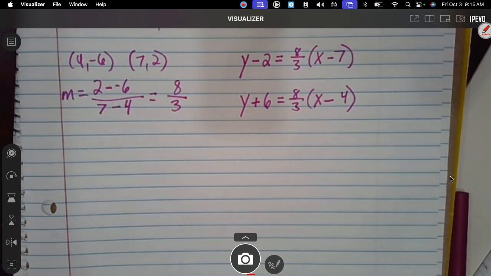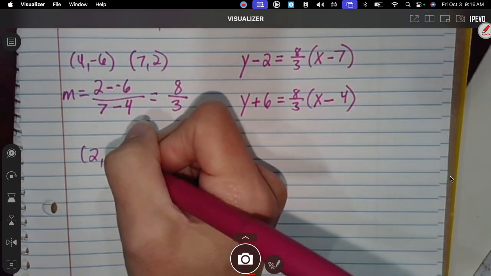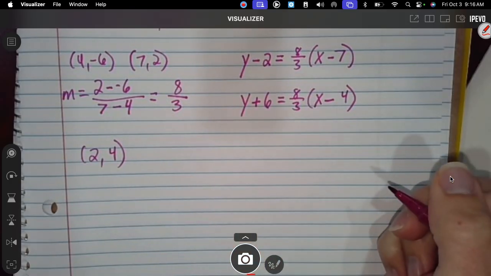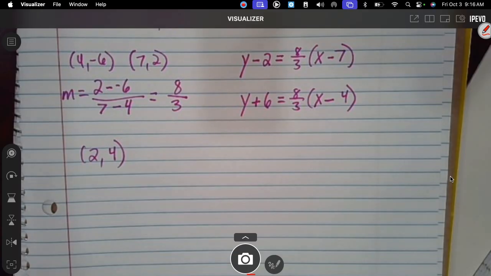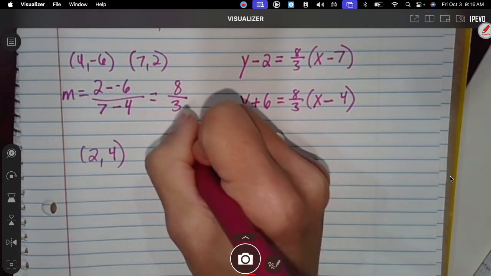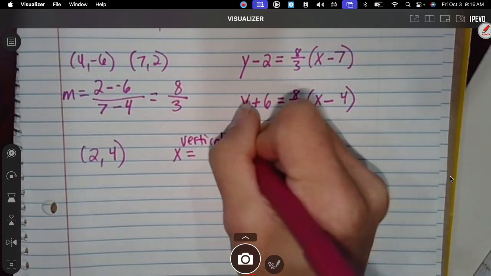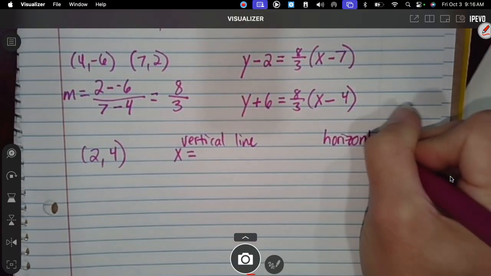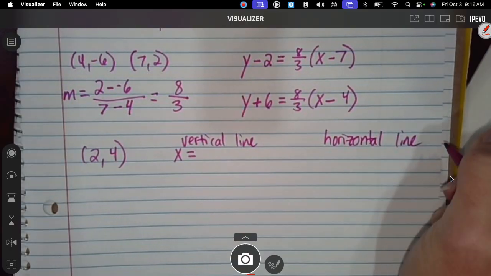Then the next part, it says, what's the equation of a horizontal and a vertical line? Let's say that this is the ordered pair that they give me: 2, 4. If it is a vertical line, that means it's going to go up and down. That's x equals. A vertical line has an undefined slope. If it's a horizontal line, it is just going to be y equals.